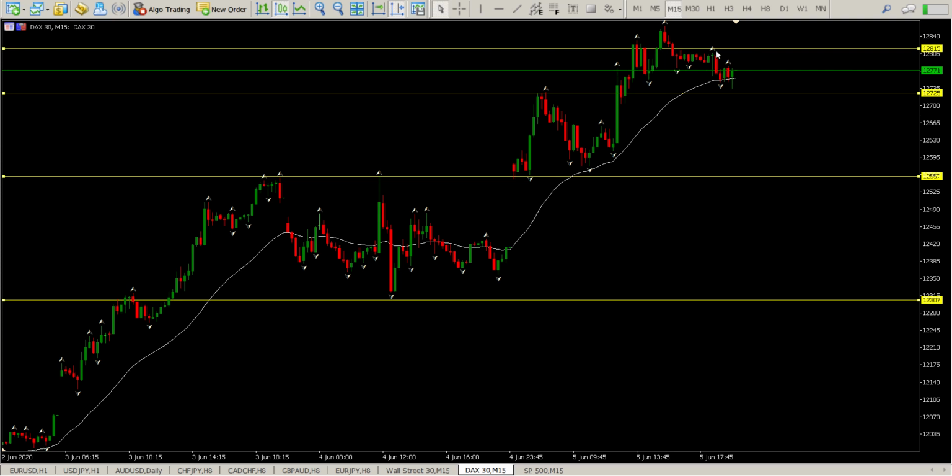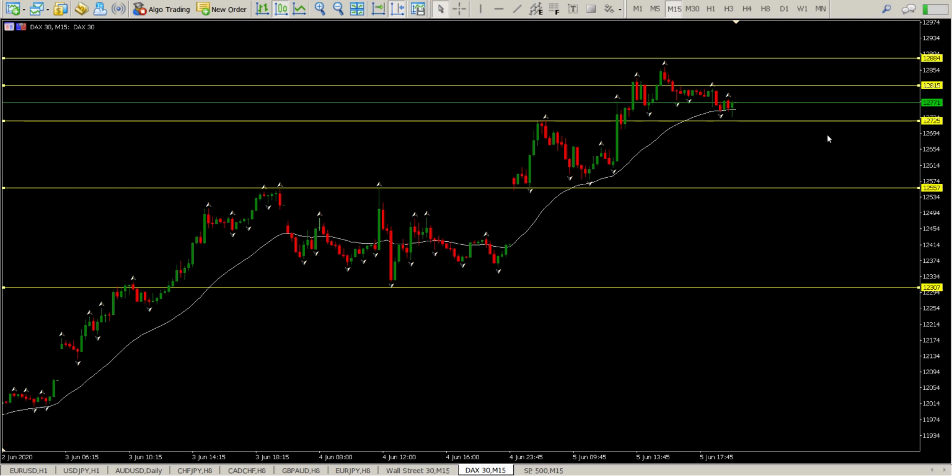So we're pretty much in the same area where we closed off. Okay, so we're looking for price to come back, test the level. This is the first level we got, is 12725.